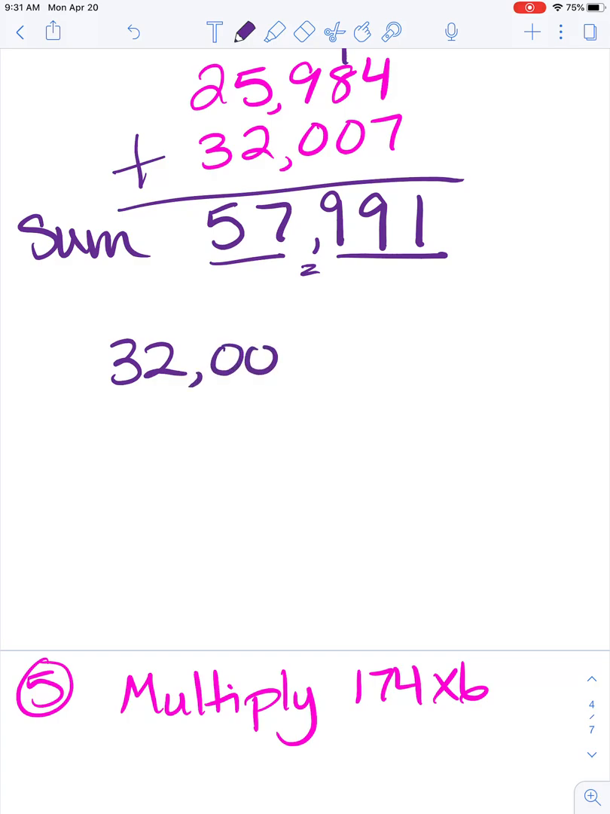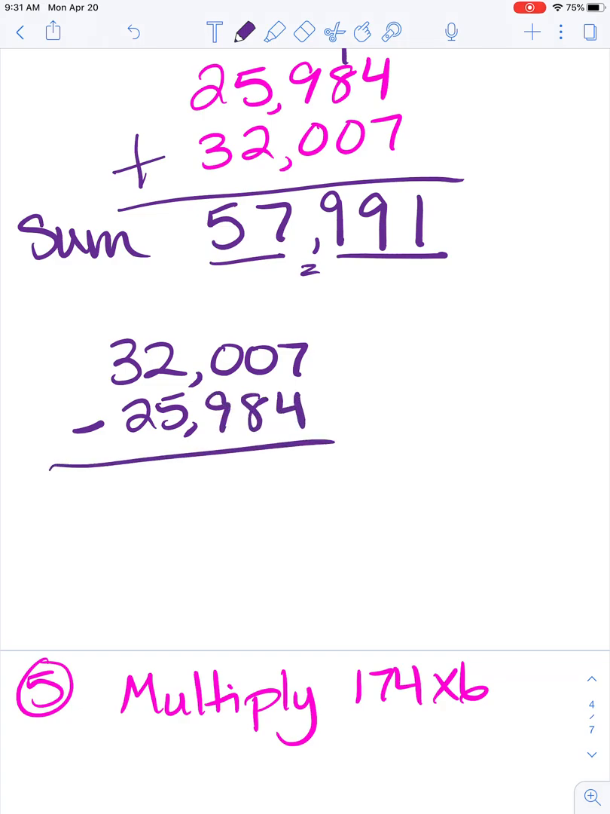We're going to take 32,007 minus 25,984. All right. 7 minus 4, I sure can. It's 3. 0 minus 8, can I take away 8? No. Go next door and get 10 more, but they don't have any, so I have to go all the way to the thousands place, and I'm going to borrow 1 from them. So instead of 2, they're now only having 1.